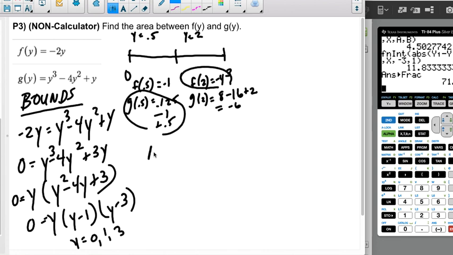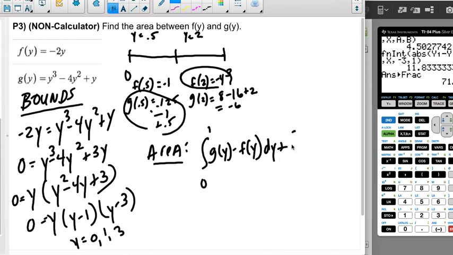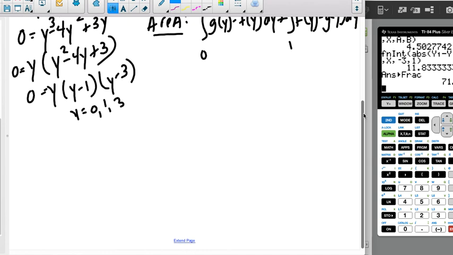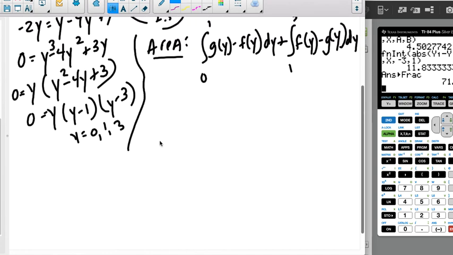So what would happen is that my area is going to be the integral from 0 to 1 of g minus f, so g of y minus f of y with respect to y, plus the integral from 1 to 3 of the other direction, right? Now, if you were like, hey, Hogan, I'm just not going to check, I'm just going to always do f minus g, then you just have to pay attention at the end, and if you get a negative on one of these two, you have to go back and put that negative in on every single one. That's a choice. It's not a choice that I personally would make, but it's a choice some people would make, so that's the thing.